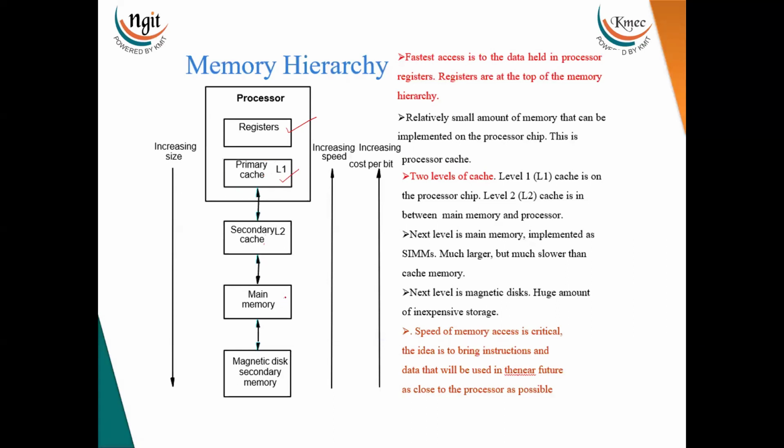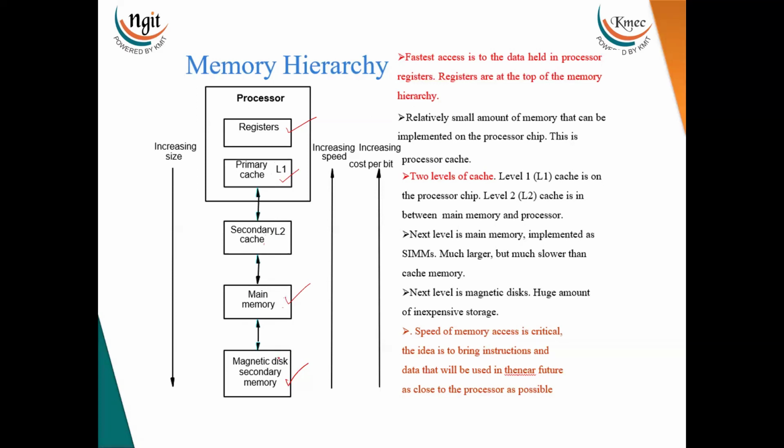After that, the main memory. Compared to the cache, the size of the main memory is very high and the speed is less. Whenever a program needs to be executed, that program is loaded into the main memory. After that, the magnetic disk: huge data can be stored here. These are very inexpensive, large storage devices.